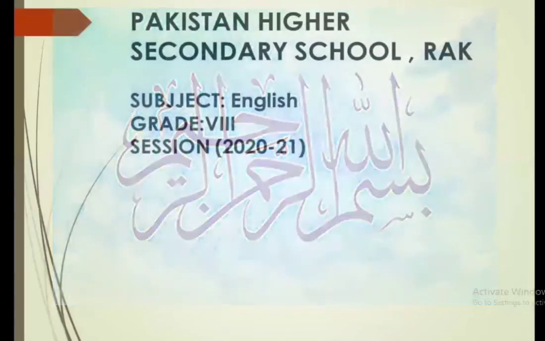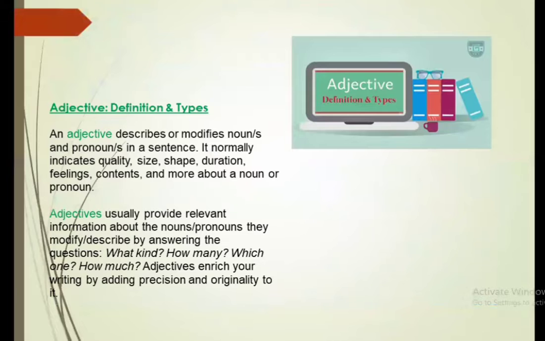Let's see what adjectives are. An adjective is a word that modifies a noun or a pronoun. It describes a noun or a pronoun. And what does it tell us about a noun or a pronoun?